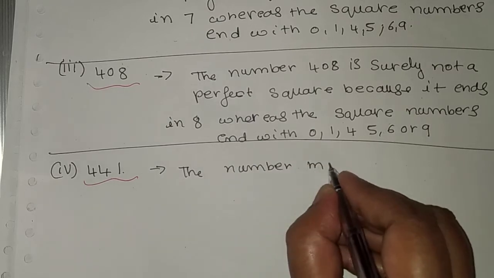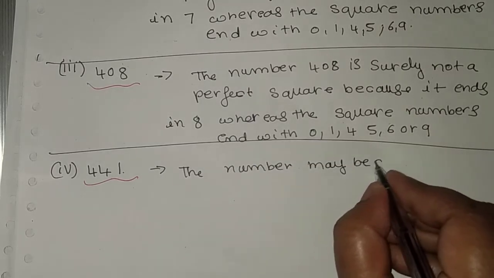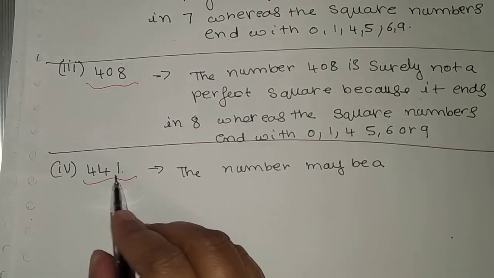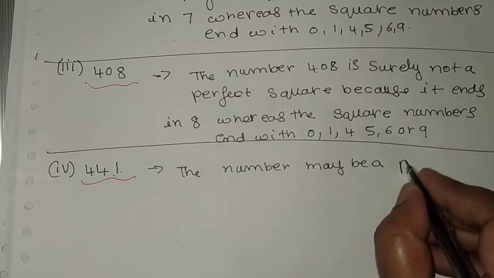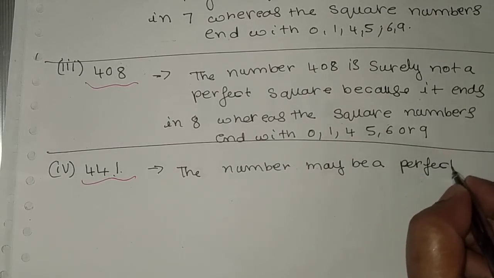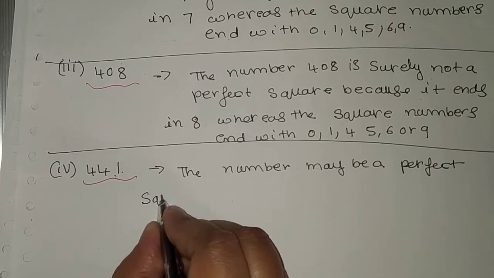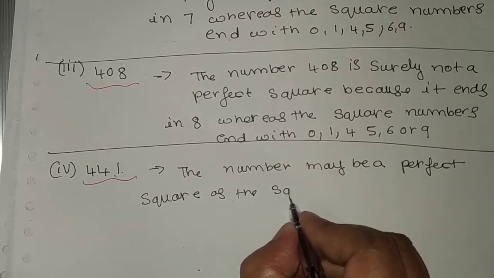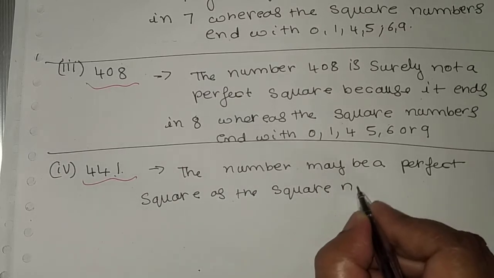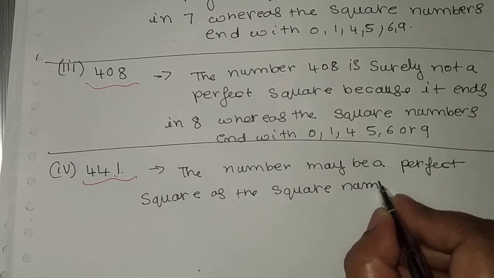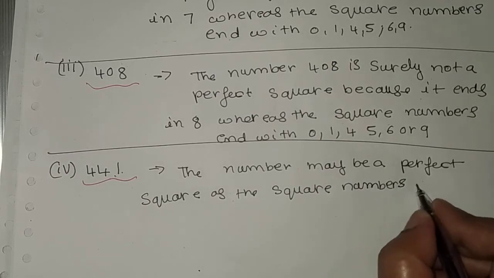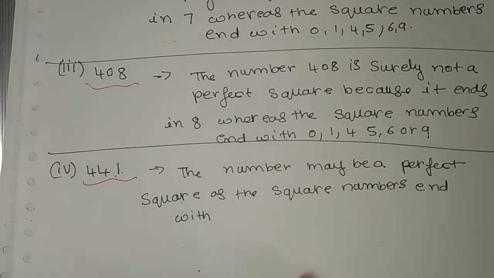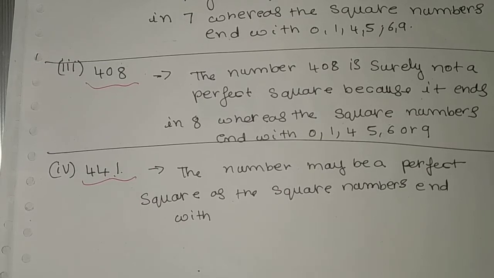The number may be only for this one. All the three are not perfect. This one, the number may be a perfect square, as the square numbers may be, but this is also not a perfect square. It is not that because it ends with 1 it is a perfect square. This one may be a perfect square.